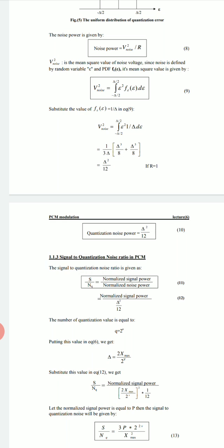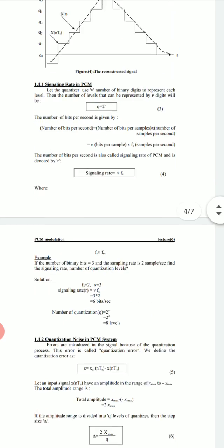Sorry, what are we saying here? We are saying that if we take the quantization level as Q and the number of bits as V, we will get the quantization level Q equal to 2 raised to V. We have just seen this here.